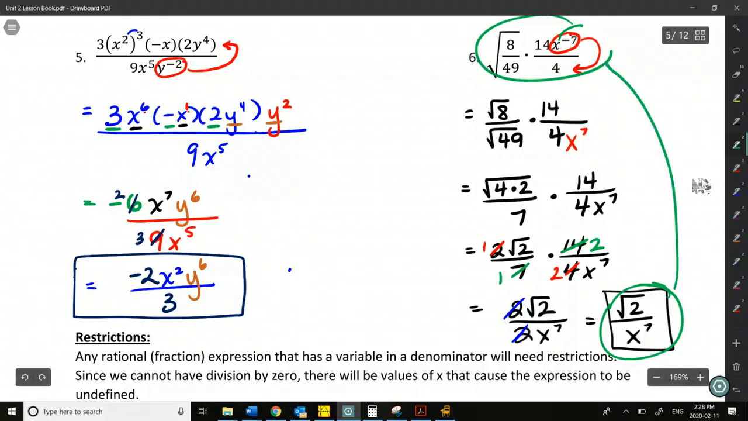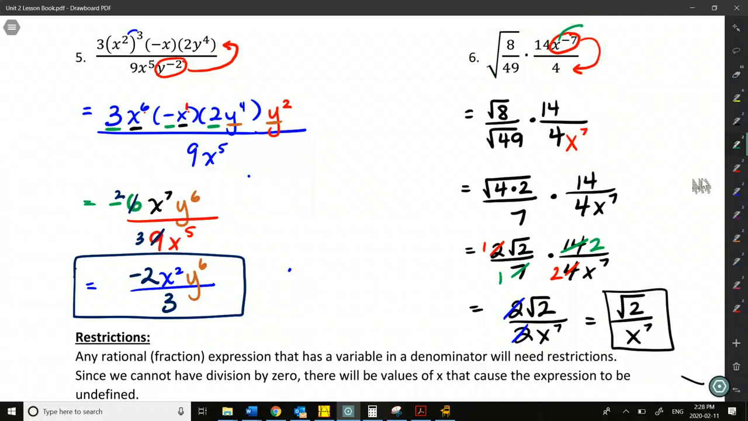This is just a simplified version of this, right? So if you choose x equals 2, let's say, in both of those, they should both give you out the same decimal value. I would stray away from choosing 0 or 1, just in case, but any other number is usually fine.